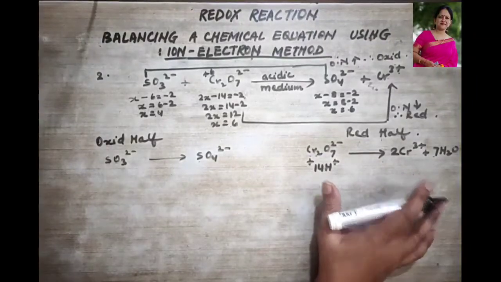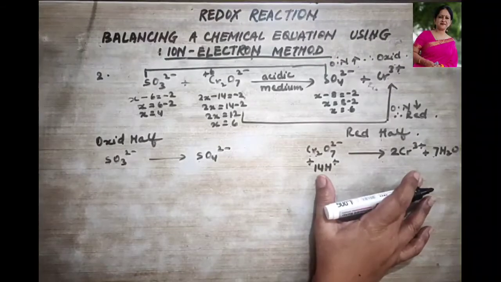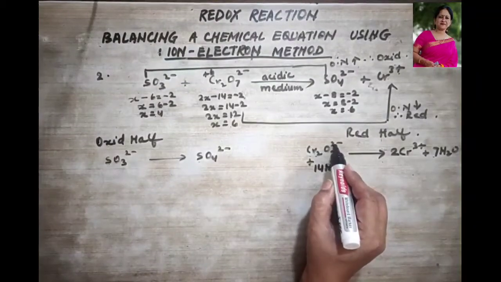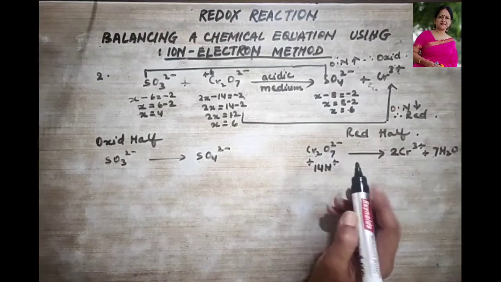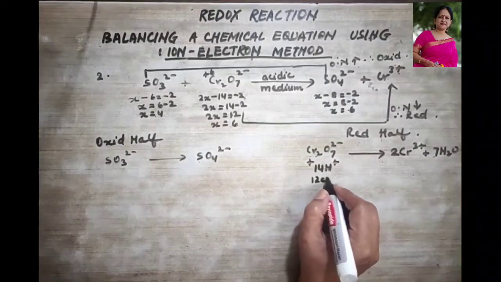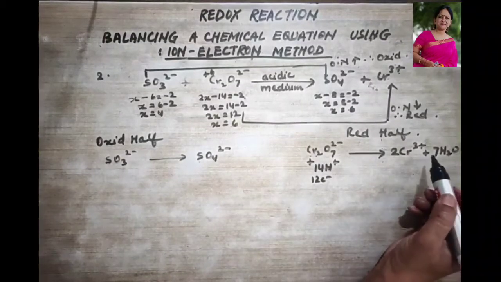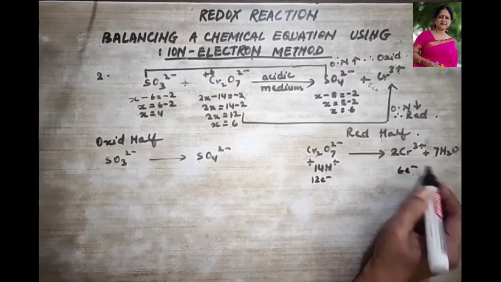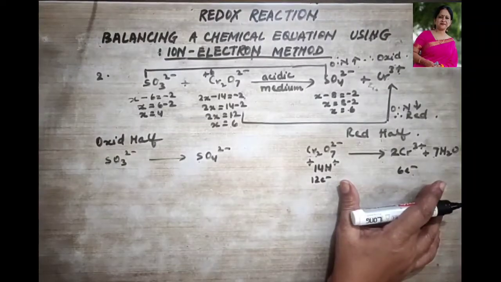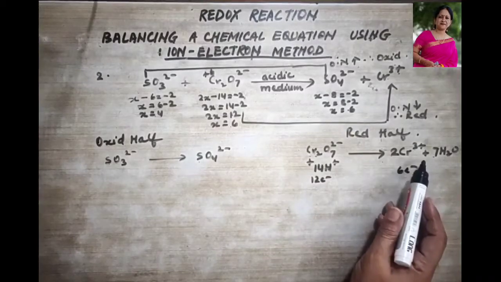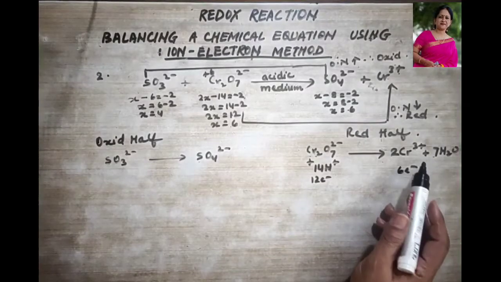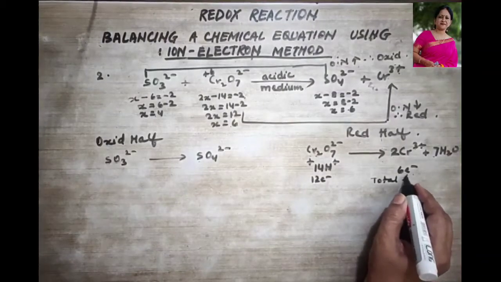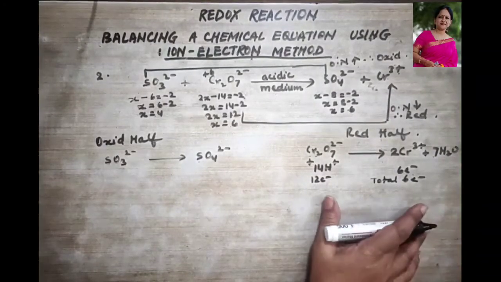Now let us balance the charge over here. So we have 14 plus and minus 2. That gives us how much? 12 electrons, isn't it? And this side how many? 3 2s are 6 electrons are there. So total how many? 12 minus 6. This is going to give us total of 6 electrons.